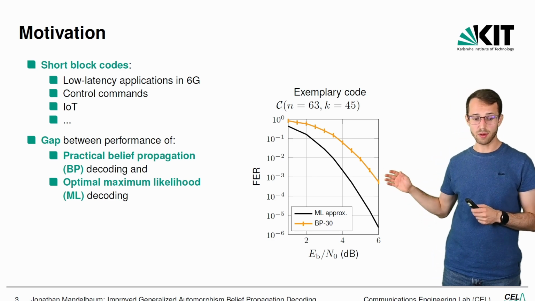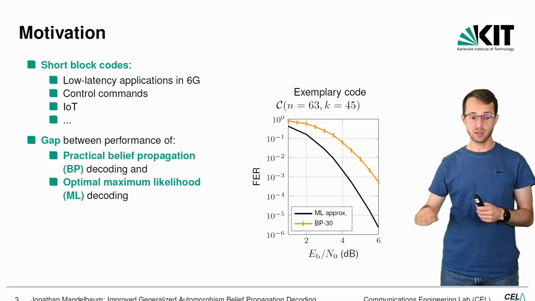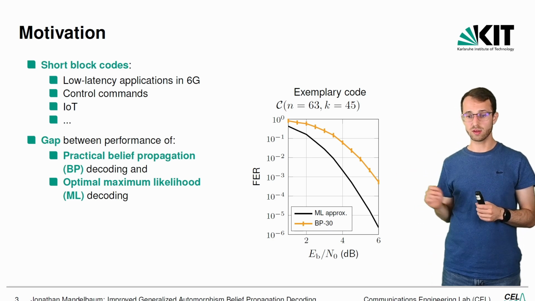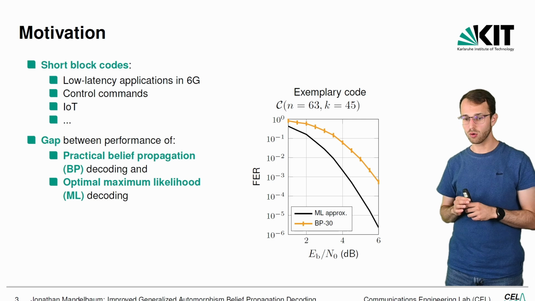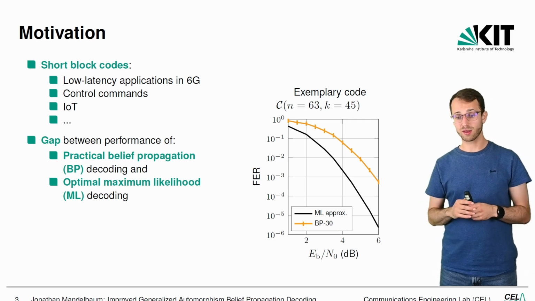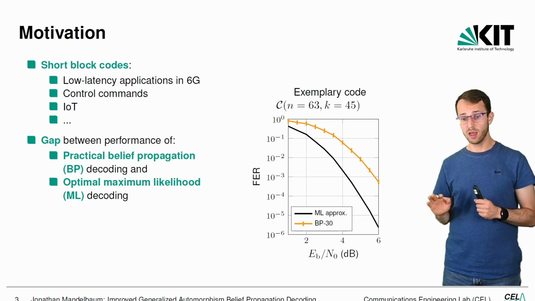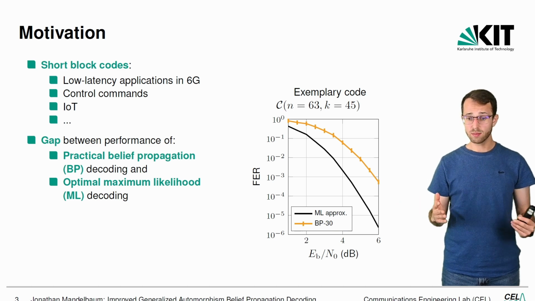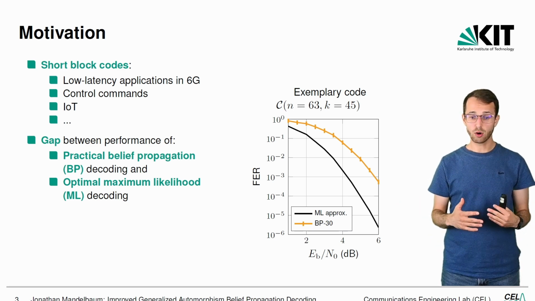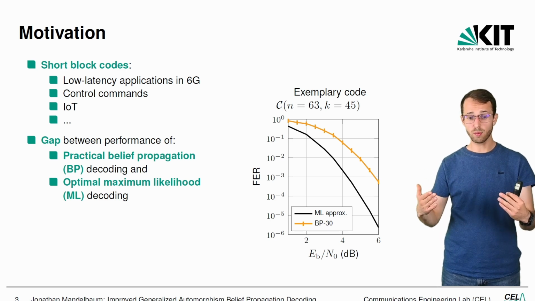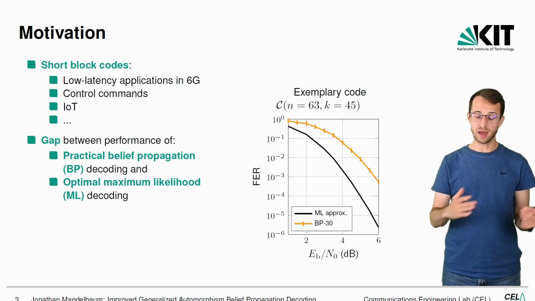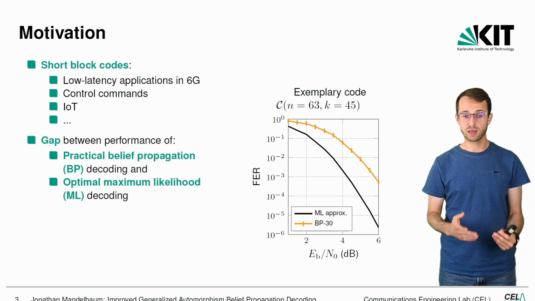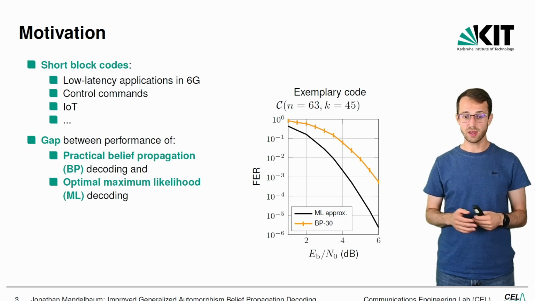Here we depict the frame error rate on the y-axis over the dB over N0 on the x-axis. And in orange, we see the performance of belief propagation decoding compared to the performance of maximum likelihood decoding in black. And as you can see, we still have a considerable gap. However, we know that maximum likelihood decoding, even though it is optimal, is infeasible. On the other side, belief propagation decoding is a decoding algorithm which we can practically employ in hardware.